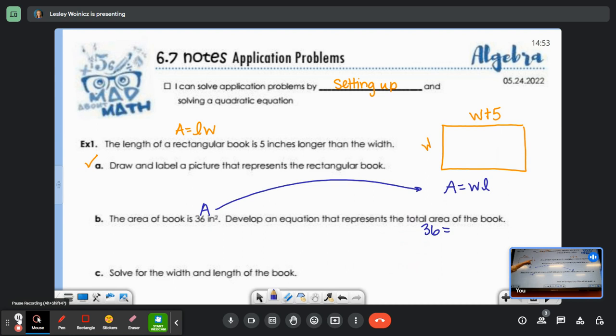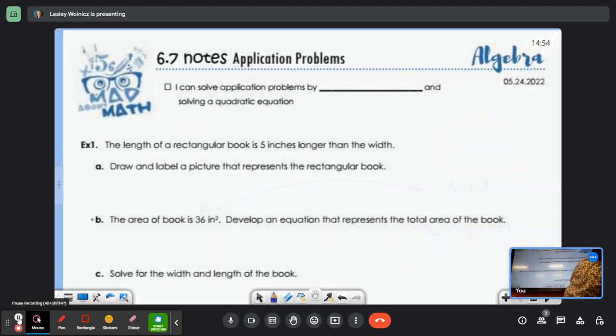From my picture, isn't my W just W? Yeah. And my length is this W plus 5, right? So I'm going to plug that whole thing in for my length. Okay, so I just plugged in the 36 for the area, and for the L, I put in W plus 5. Now I have an equation that I can rearrange and solve using my quadratic tricks to find my W. So let's do that.